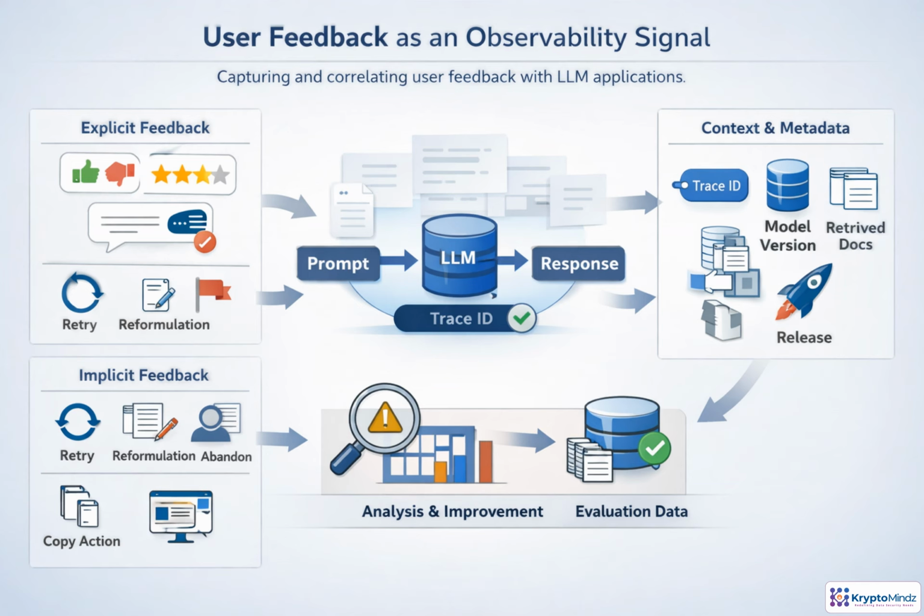User feedback is one of the most practical observability signals because it shows whether the application actually helped. Capture explicit signals like ratings, comments, corrections, and escalation requests. Also, watch implicit signals: retries, reformulated questions, abandoned sessions, copied answers, and completed tasks. The key is correlation. Every feedback event should connect to the trace, prompt version, model version, retrieved documents, and release. Then patterns become visible: confusing prompts, weak retrieval, unsafe answers, or missing context. Those patterns guide improvements and become high-value evaluation data for the next deployment cycle.